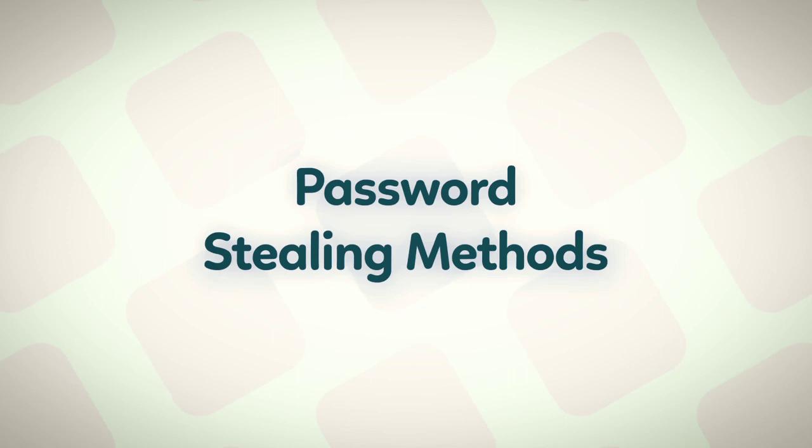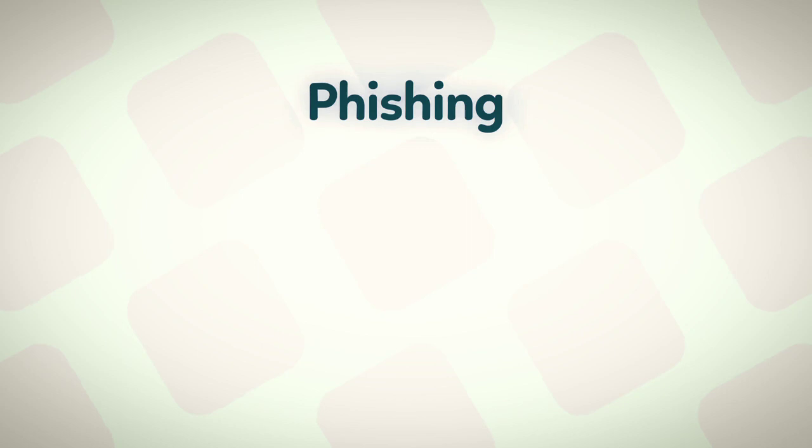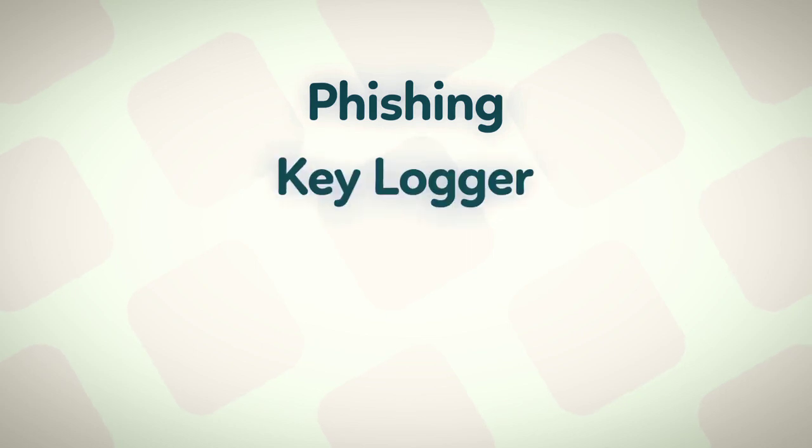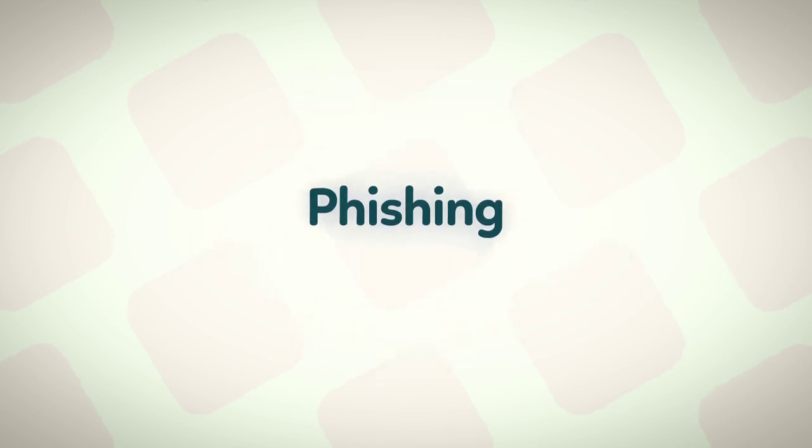steal your password. Some of these ways only work if you have access to the victim's PC or phone, and some work without having access to the victim's phone or PC. And these 4 methods are: first, phishing; second, keylogger; third, social engineering; fourth is spy. Let's talk about the first method, which is phishing.